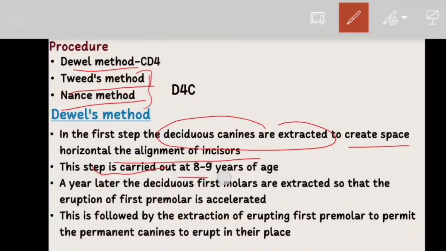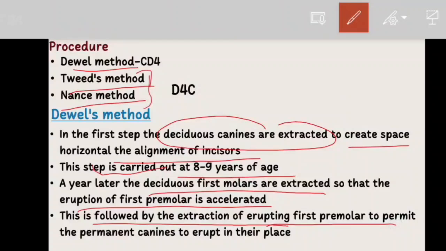This step is carried out at 8 to 9 years of age. Okay. Now a year later, the deciduous first molars are extracted so that the eruption of the first premolar is accelerated. So now we are removing the deciduous first molar, which speeds up premolar eruption. This is followed by the extraction of the erupting first premolar to permit the permanent canine to erupt in its place. Okay. So now we remove the first premolar, then allow the canines to erupt.